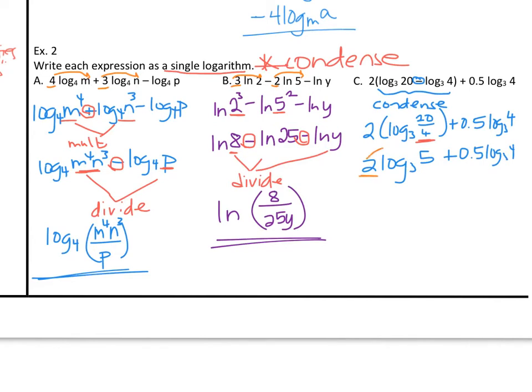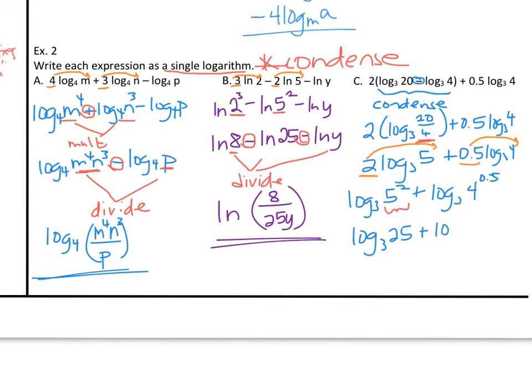Let's take that coefficient and make it an exponent or power for each of those logarithmic terms. Log base 3 of 5 squared plus log base 3 of 4 to the 0.5. Well, let's try this again. 5 squared is 25. Log base 3 of 25. How many of you remember what 4 to the 0.5 power is? 4 to the 0.5 power is the same as 4 to the 1/2. And 4 to the 1/2 is the same as the square root of 4, which is 2.